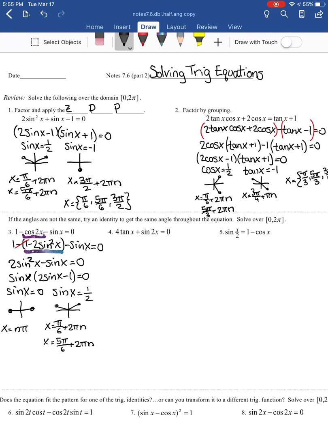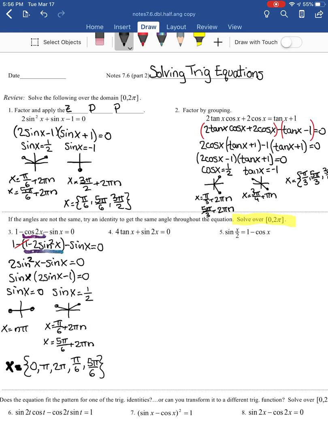This says solve over 0 to 2 pi. So I'm going to make sure that my final answer is 0 and pi. And since it's inclusive 0 to 2 pi, I would also include the solution 2 pi, even though it is coterminal with 0. And for my other problem, I have pi over 6 and 5 pi over 6. So for this particular problem, I have 5 solutions.